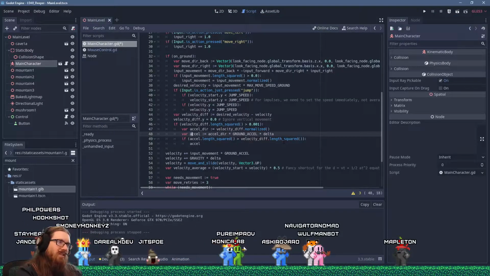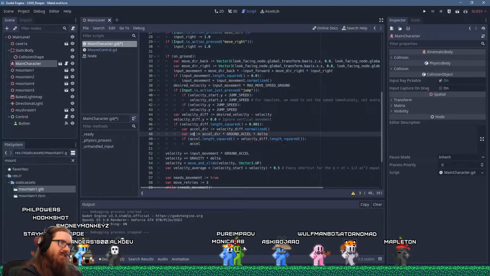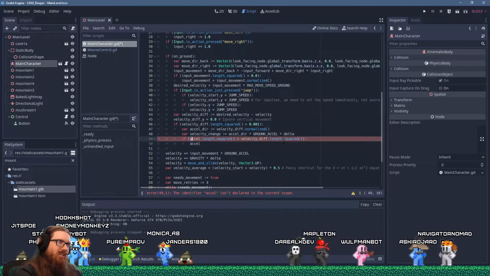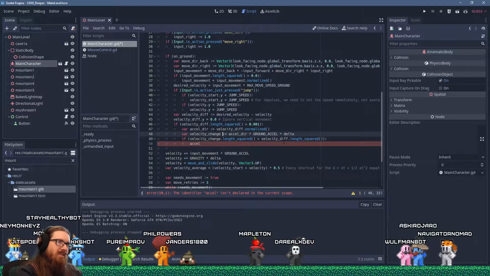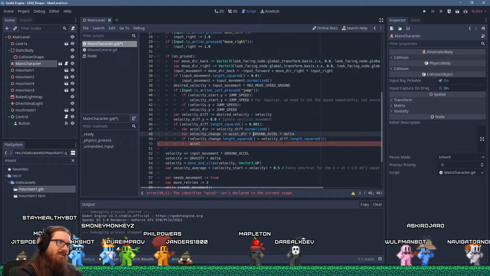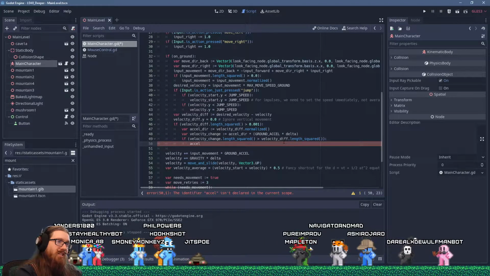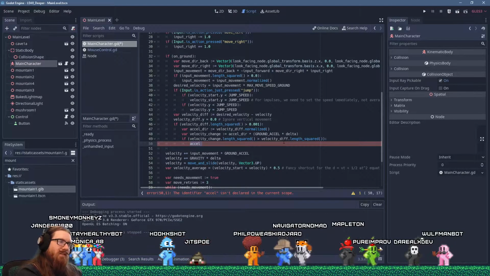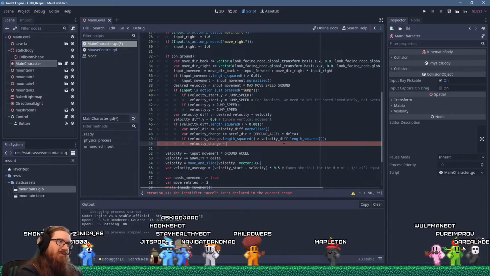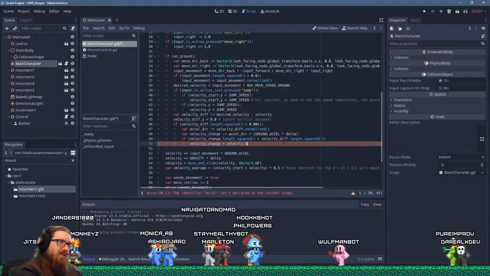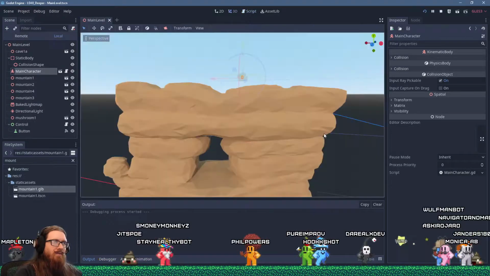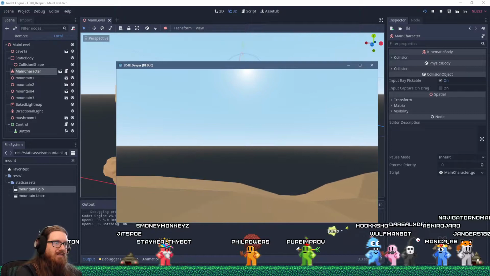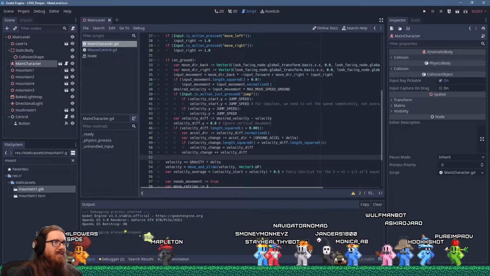Actually, this should not be the accel, it should be the velocity change. So the velocity change is going to be the accel direction times the amount of accel times delta. Then if that velocity change is greater than the difference in velocity that we need to actually achieve, then our velocity change is going to equal our velocity diff. That, I think, might work to accelerate us back to 0, or it just doesn't work at all. So I said might work.